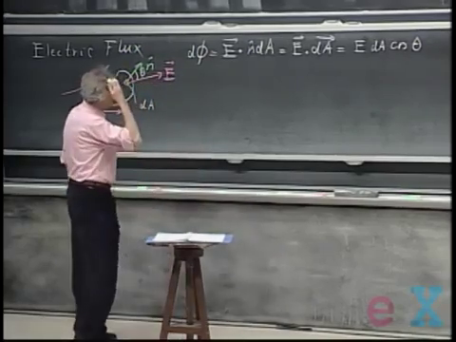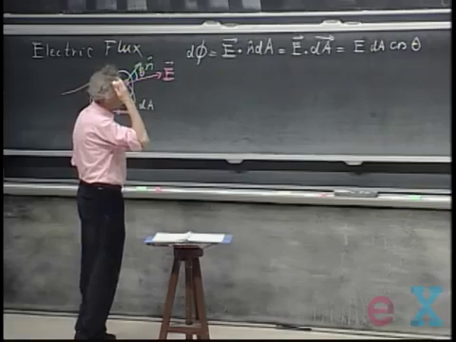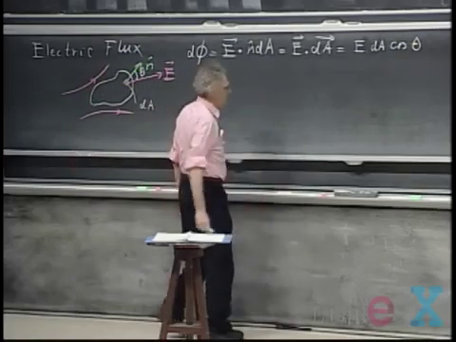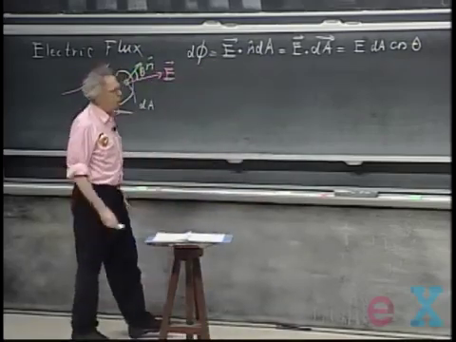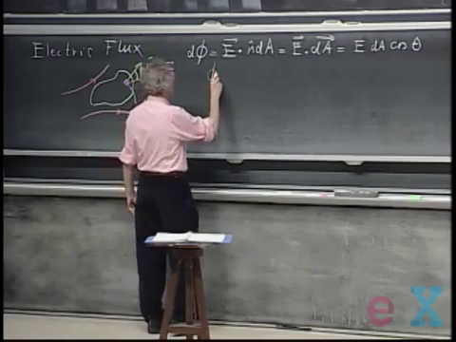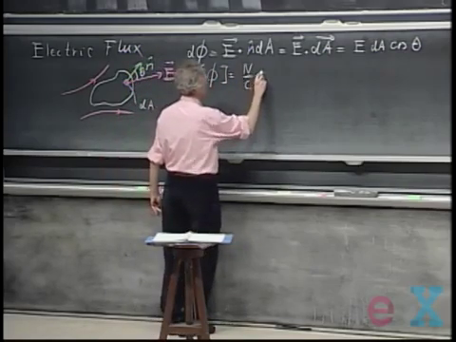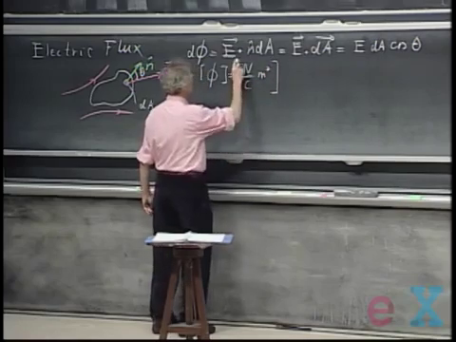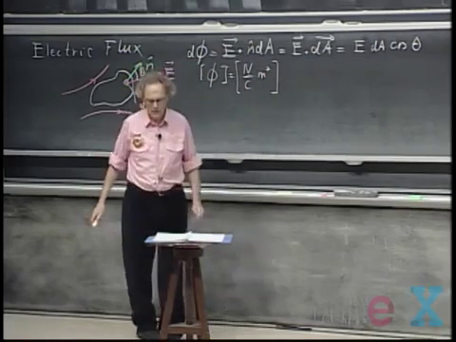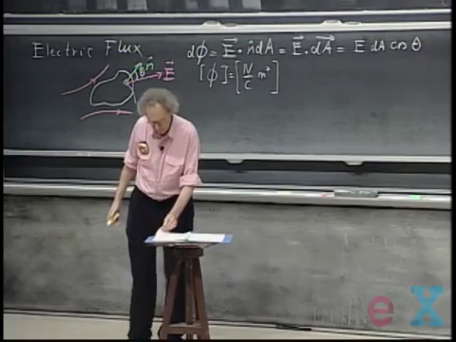The unit of flux follows immediately from the definition. That is newtons per coulomb. So the units of this flux is newtons per coulomb times square meters. But no one ever thinks of it that way, just SI units.